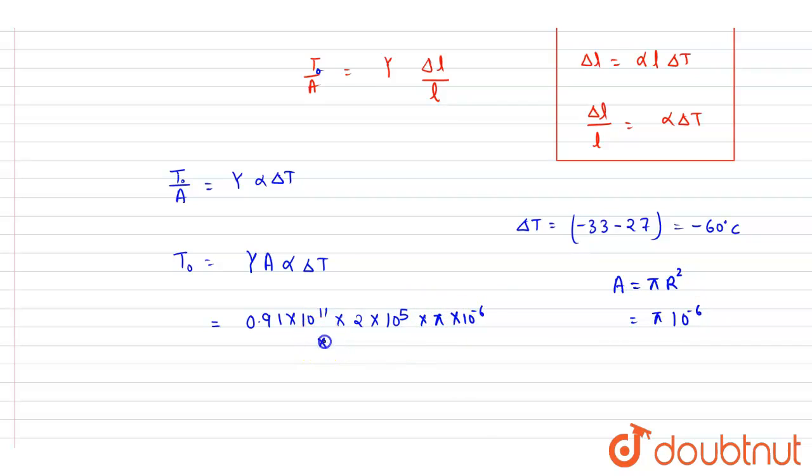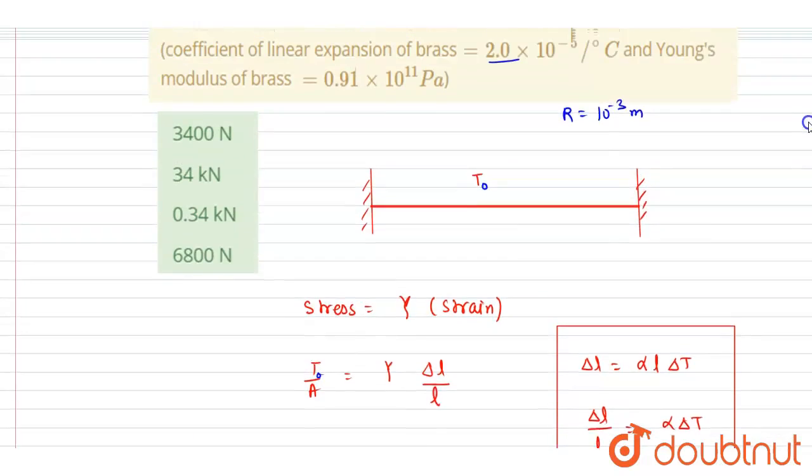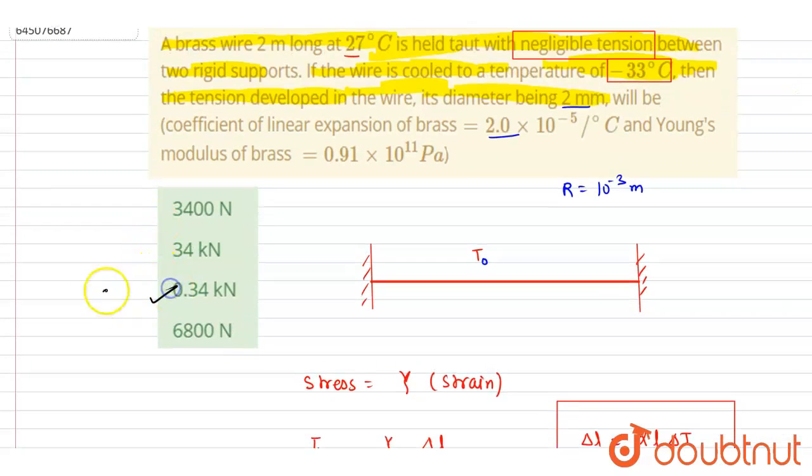The change in temperature, the decrease in temperature, is 60 degrees. So this will be the tension. You can now multiply this. If you multiply it, you will get approximately 340 Newton. This 10 will be 1, since 10 to the power 11 and 10 to the power minus 11 give 1. Now if you see, the correct option here will be C.